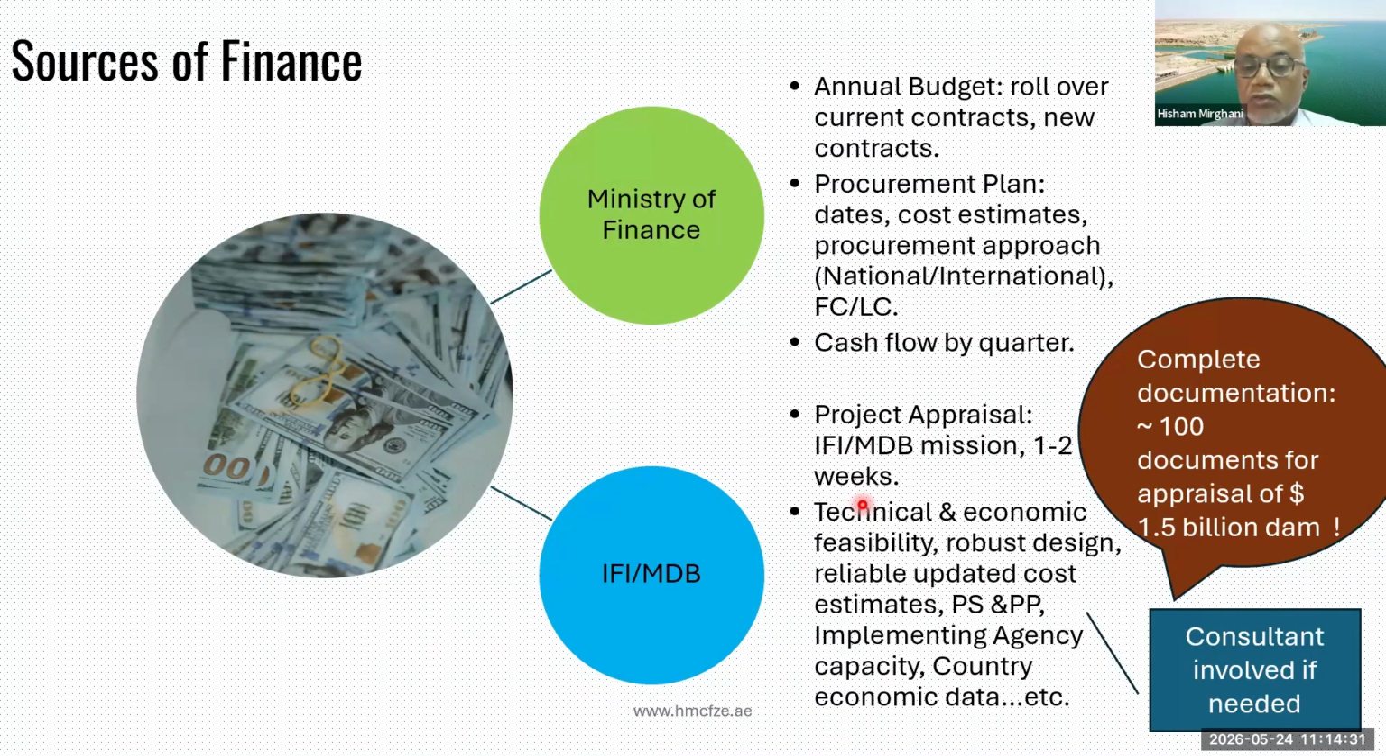Such information will include, for example, technical economic feasibility of the project. They want to check the design, ensure it's a robust design. They need reliable, updated cost estimates. This is very important for determining the financing amount. They want to know about the procurement approaches, the procurement strategy, procurement plan. And very importantly, they need to assess the implementing agency capacity, and they need a lot of country economic data. And all this has to be evidenced by documentation.